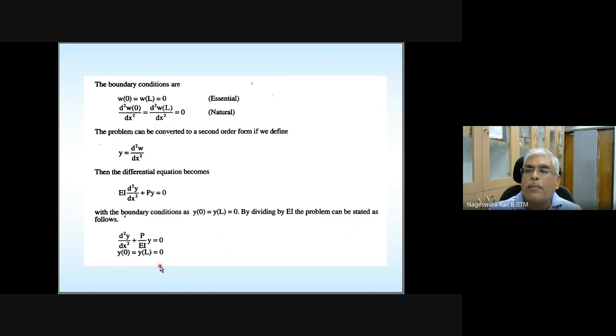Now you make a comparative table. What is the quantity which is appearing in general one-dimensional boundary value problem or generic form? What is the variable in generic form? What is the corresponding variable in the specific application, which is column buckling? What are the corresponding quantities? You try to match and find it out and then write the element equations directly.